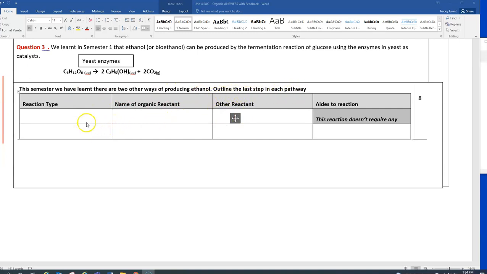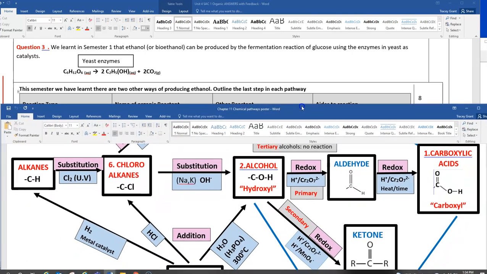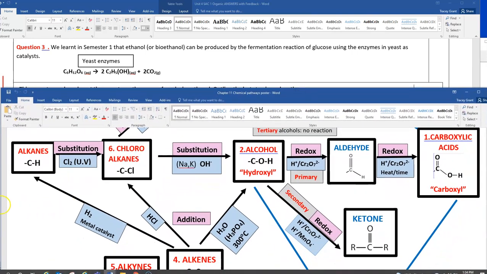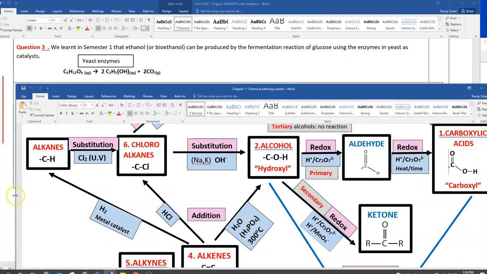So we're going to make ethanol. We want to know the reaction type and the name of the organic reactant. Organic means the carbon-containing reactant. So the chemical that you needed to make the ethanol in the last step. And then any other reactant that's not carbon-containing, and any little bits of help that you might have needed. So you need to know these pathways, and no one has been bothering to learn them, I don't think.